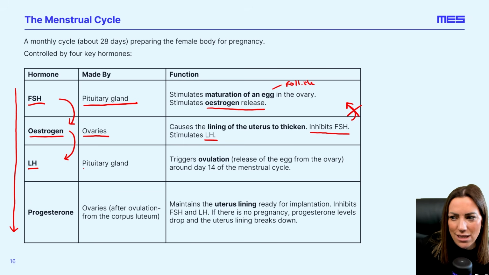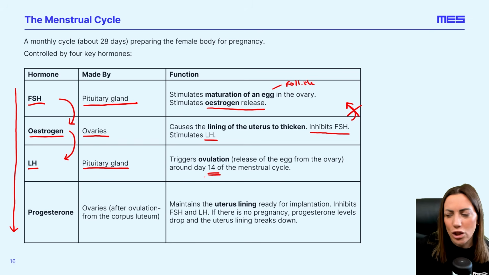Now, LH is another hormone that's released from the pituitary gland, and this hormone is key because it triggers ovulation, or the release of the egg cell from the ovary around day 14, or in the middle of the menstrual cycle. The fourth hormone we have is progesterone. This is released from the ovaries after ovulation. After ovulation, what remains of the follicle is a structure called the corpus luteum. It's actually the corpus luteum in the ovaries that releases progesterone.